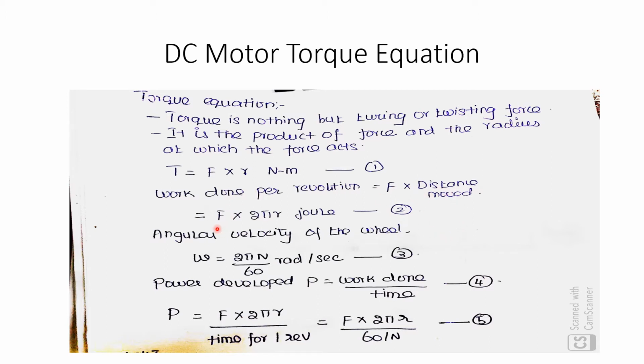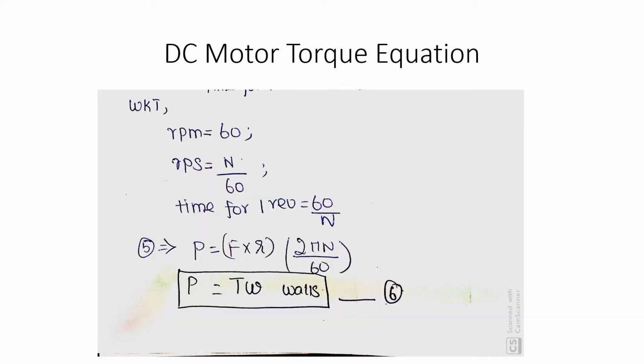The force is equal to F, and the distance moved is the perimeter of the circle, that is 2 pi r. So you have to substitute here, and the time is nothing but the time for one revolution. We know that revolution per minute equals 60, so rps is equal to N divided by 60. So the time for one revolution is 60 divided by N.